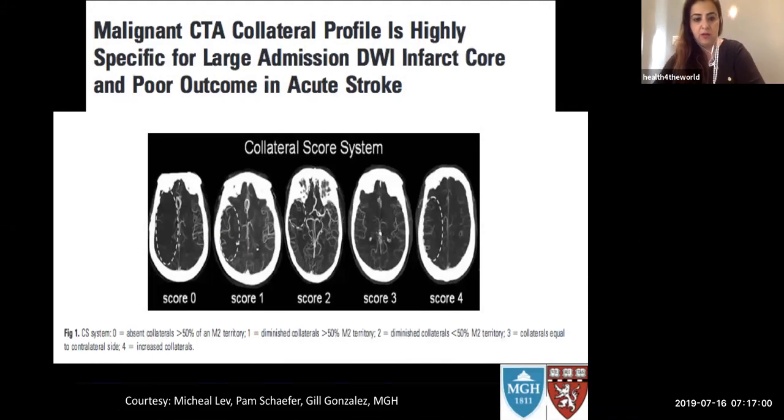I did my fellowship there, and depending on your institution, you can employ the collateral score or not. The score of 0 means that there are absent collaterals. Some have also mentioned this as malignant collateral patterns, and these patients generally do not do that well. And then you can see the scoring improves if there are better collaterals from score 1 to score 4. There is also multiphasic collateral score, which has been developed in Canada, in which the CT is done in multiple phases.